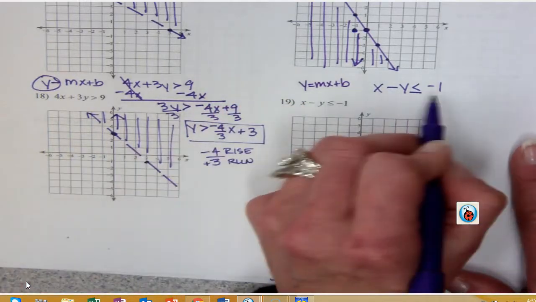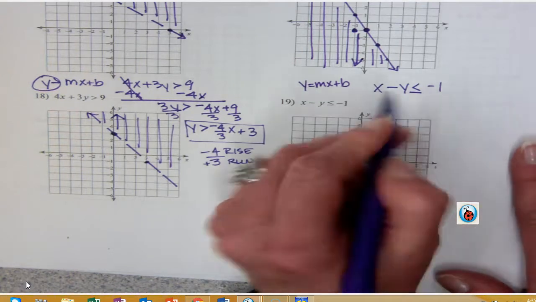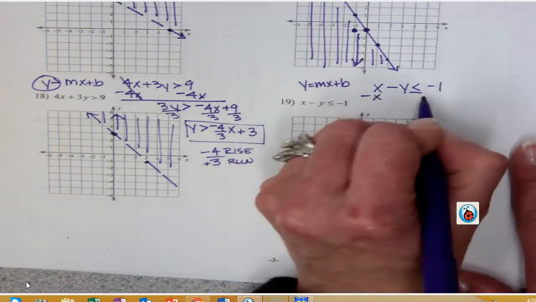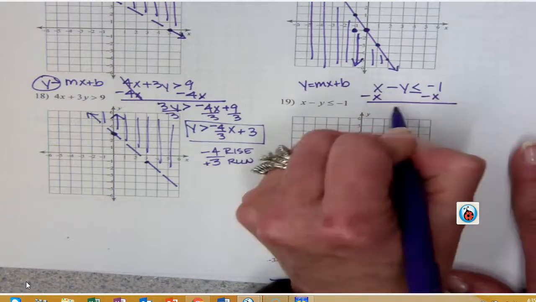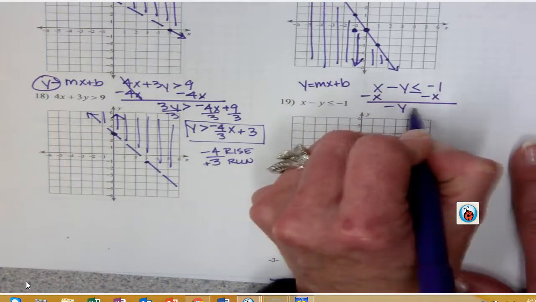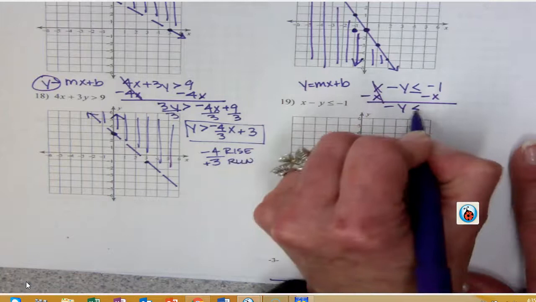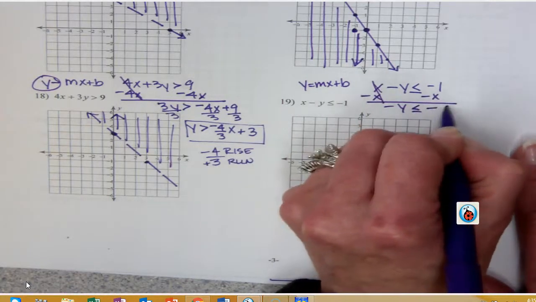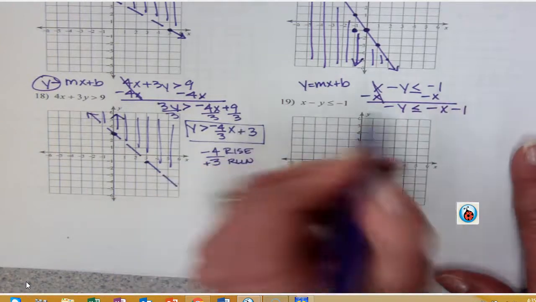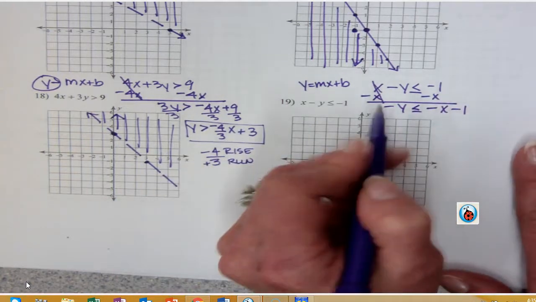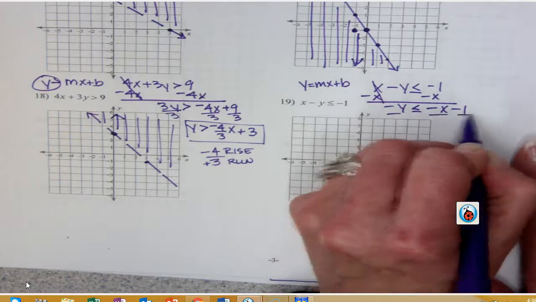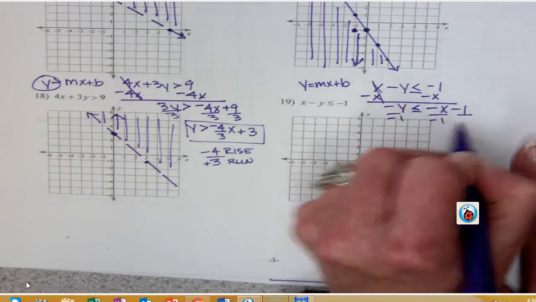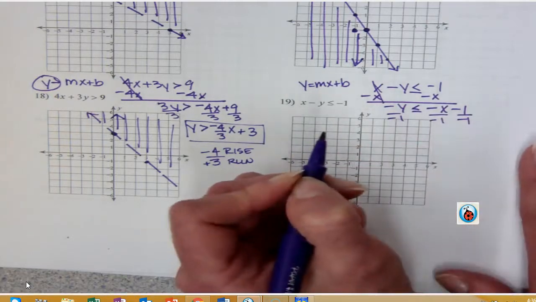So I need to move my x over to this side. So I'm going to subtract x from both sides, and I get negative y, because these cancel each other out, less than or equal to, I cannot combine these two, minus x minus 1. Now I've got a negative y, so I need to divide by negative 1 to get rid of that negative in front of my y.